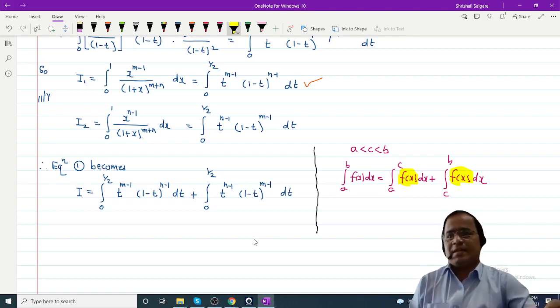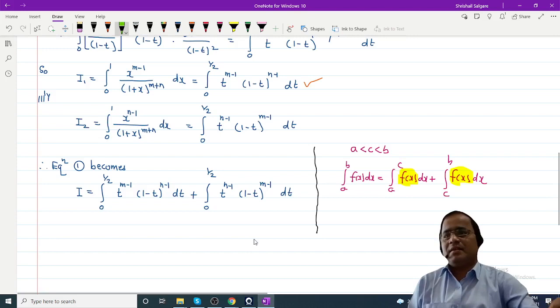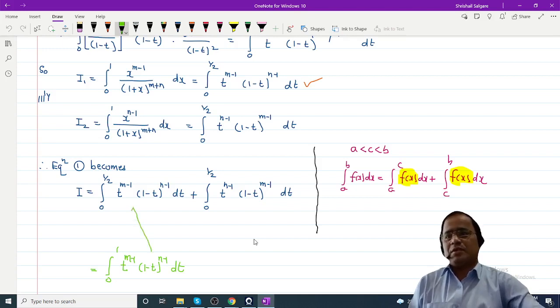Now see, ultimately this one I will write in some different color. What I have to prove is that this is nothing but 0 to 1 t raised to m minus 1 into 1 minus t raised to n minus 1 dt. And this property you are going to use: one is plus, one is second. So for the first integral, is it necessary to simplify anything? No, because the integrand is in the required form. For the second one, what should be the limit first? What should be the limit?